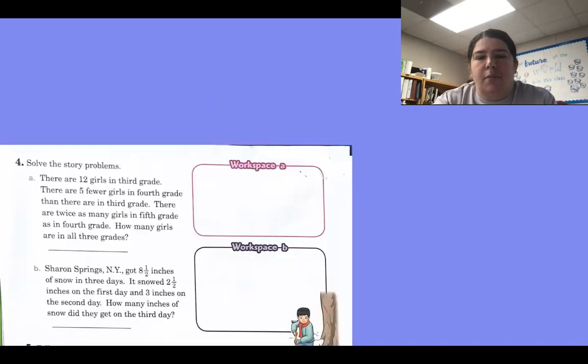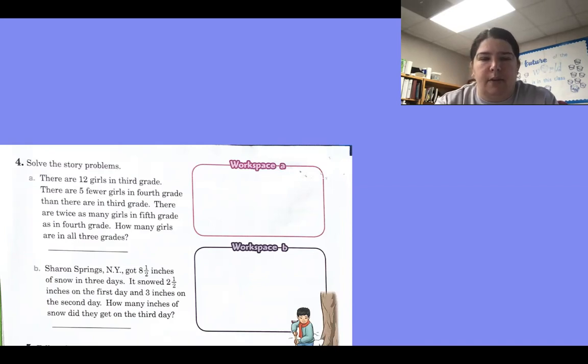All right. Boys and girls, on your worksheet on page 292, you have a few story problems like this. Let's do one of them together. There are 12 girls in the 3rd grade. There are 5 fewer girls in 4th grade than there were in 3rd grade. There are twice as many girls in the 5th grade as the 4th grade. It's getting a little confusing, huh? How many girls are in all 3 grades?